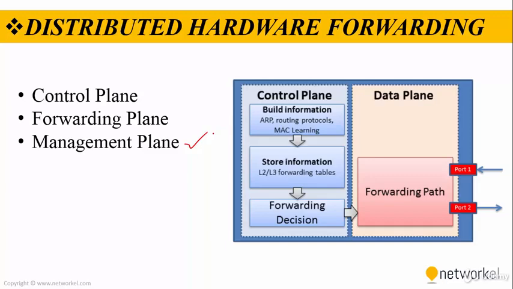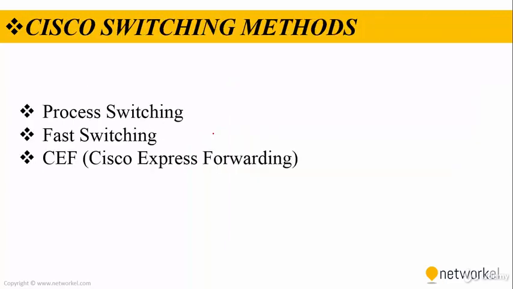Multi-layer switches have separate control and forwarding planes for high performance, and they can also use multiple forwarding planes at the same time. Cisco IOS-based routers use one of three methods to forward packets, and they are process switching, fast switching, and CEF, which is Cisco Express Forwarding.